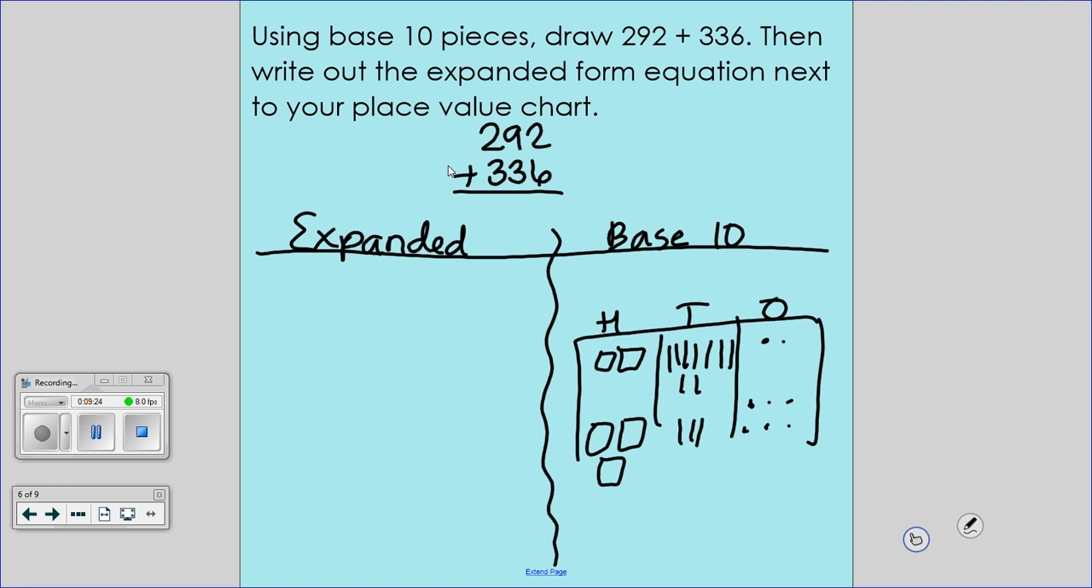So next to your equation, I'm just going to rewrite my equation, but next to it, I want you to expand these numbers out. So I'm going to draw my arrow, and I'm going to say that number really is 200 plus 90 plus 2. Do you see what I'm doing? We're going to do that for both my numbers. What I'm doing is I'm taking both my numbers, I'm stacking them on top of each other, and I am doing the expanded version of that number.